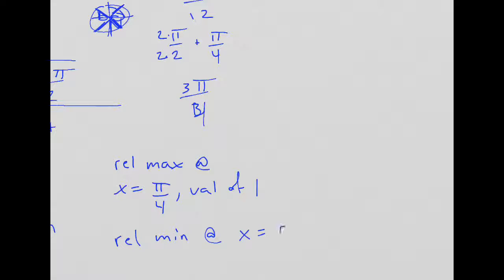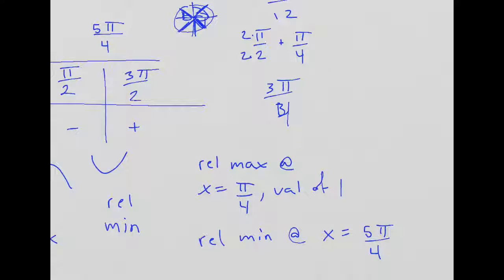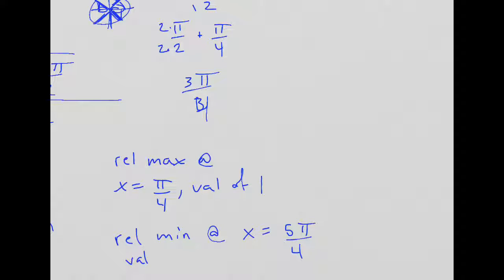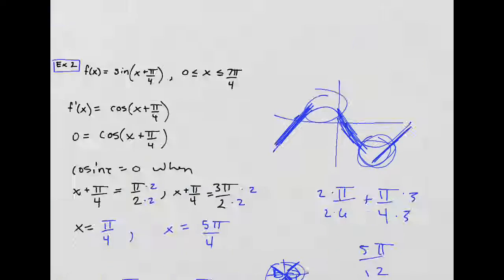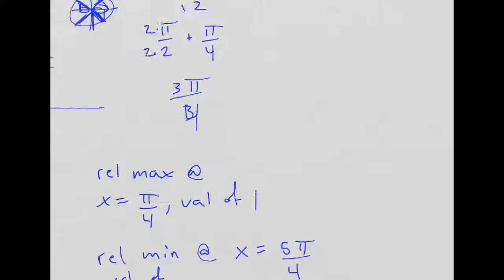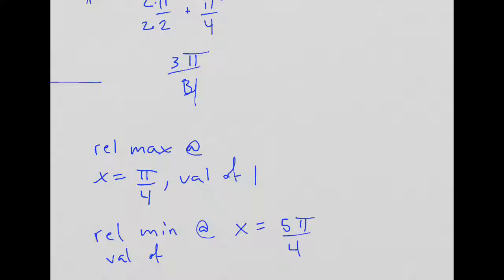And then also, I have a relative minimum at x equals, was it 5 pi over 4? 5 pi over 4. And then, yeah, I'll plug that in. Value of 5 pi over 4. Remember, I'm plugging into my original because I want to know the y value. 5 pi over 4 plus pi over 4 would be 6 pi over 4, that's 3 pi over 2. That's negative 1. Value of negative 1.